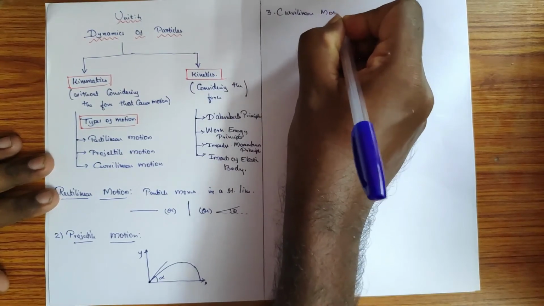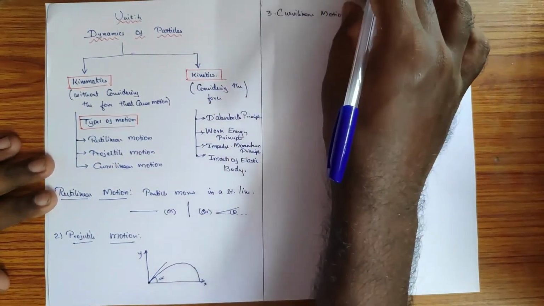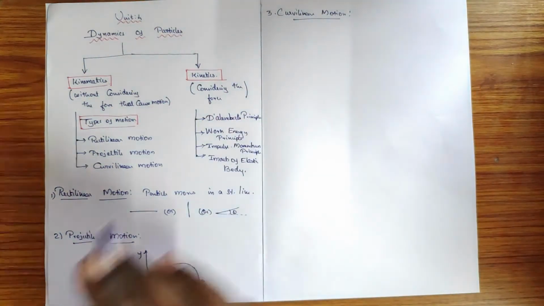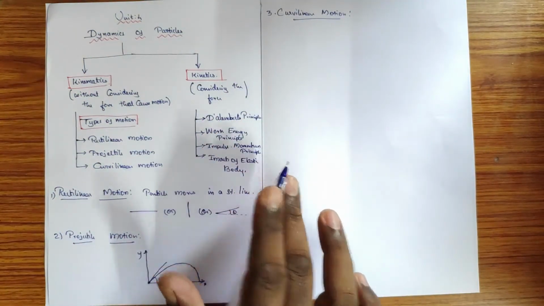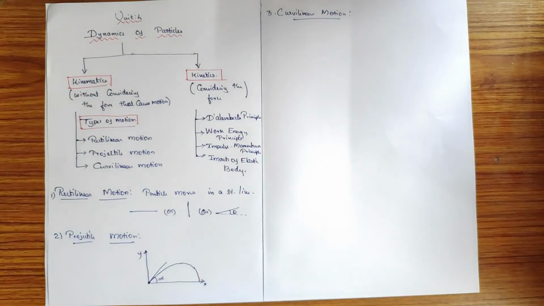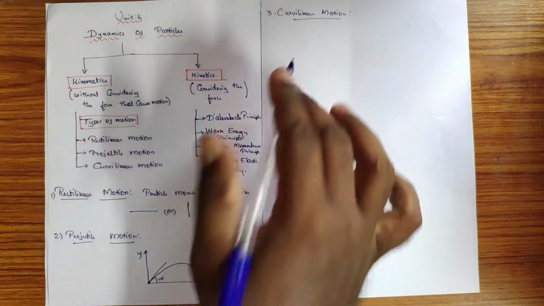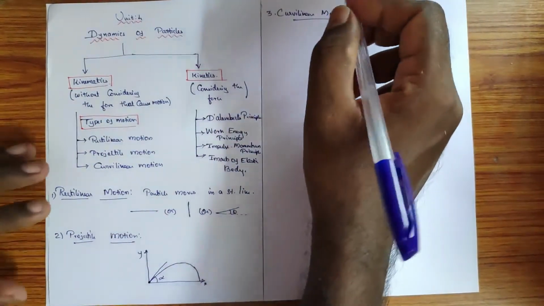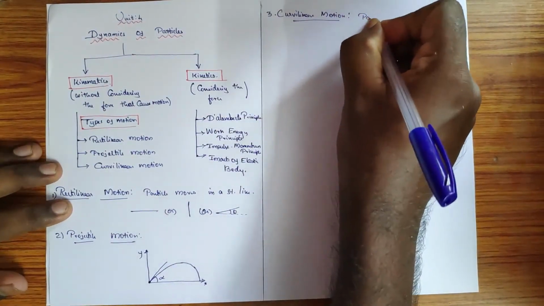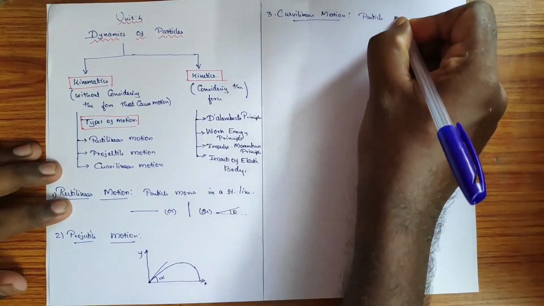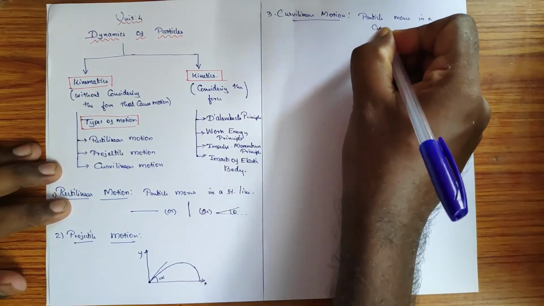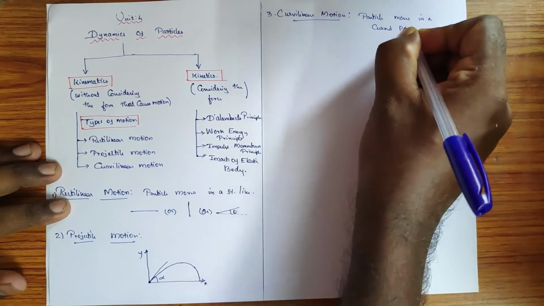Curvilinear motion. Curvilinear motion is when a particle moves in a curved path; then we shall call it curvilinear. Rectilinear is a straight line, while this is a curved path. So the particle moves in a curved path.